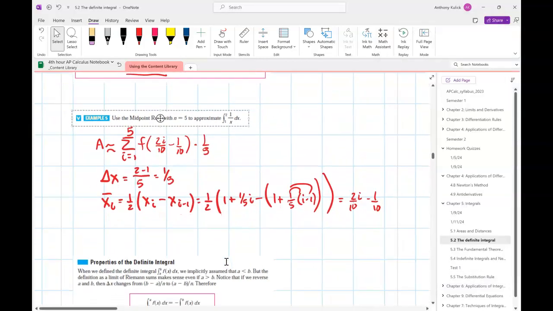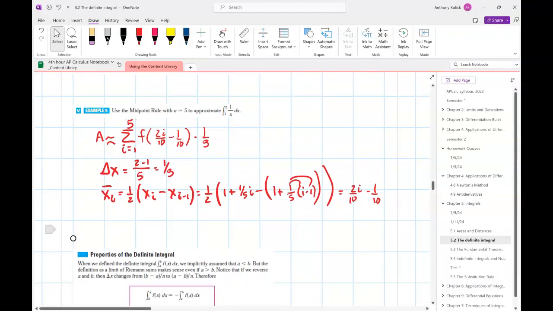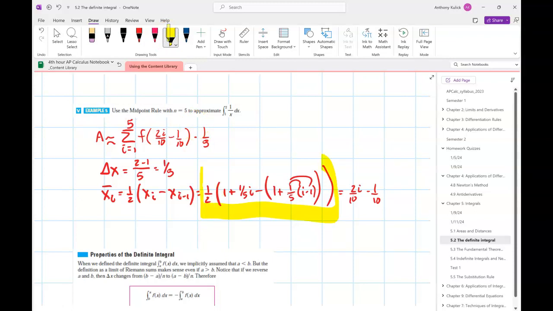Yes, Chanel. Where'd you get the 2i over 10 minus 1 from? I missed the formula. I just simplified that. Is that from the? That's this, which is just the xi formula from before.